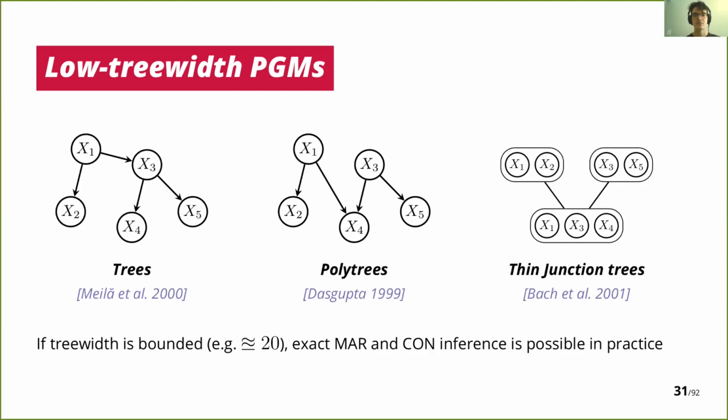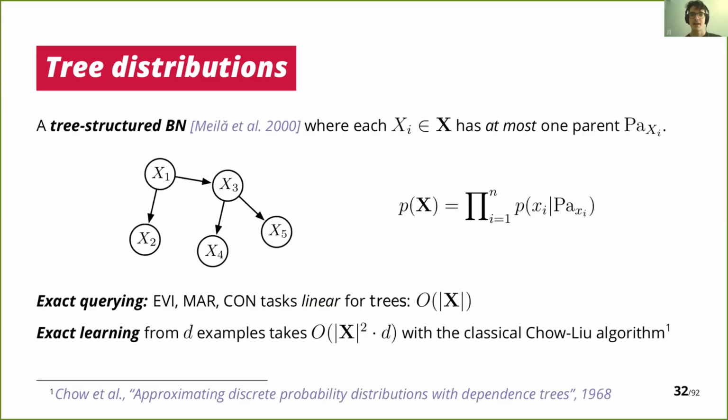I'm going to focus on one of these low tree width, or bounded tree width, PGMs, and this model class is trees. Trees are very interesting because not only can you perform exact probabilistic inference for complete evidence, for marginals, for conditionals, in time linear in the number of variables. And you can do that because, as you can see here, we just need to multiply together all these small probabilities of one variable given its single parent. And it's a single parent because it's a tree.